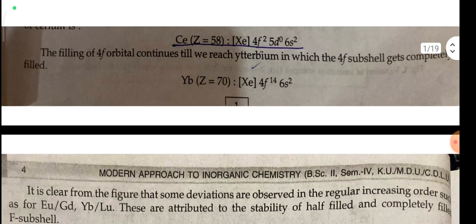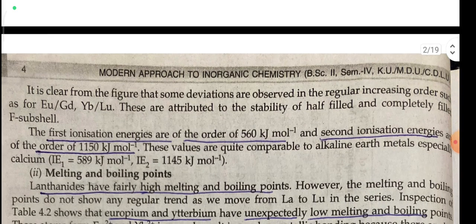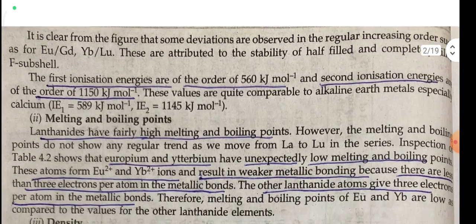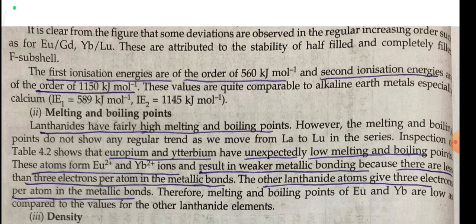The filling of 4f orbital continues till we reach ytterbium, in which the 4f subshell gets completely filled. It is clear from the figure that some deviations are observed in the regular increasing order, such as for Eu, Gd, Yb, Lu. These are attributed to the stability of half-filled and completely filled f subshell. The first ionization energies are of the order of 560 kJ per mole and second ionization energies are of the order of 1150 kJ per mole. These values are quite comparable to alkaline earth metals, especially calcium.